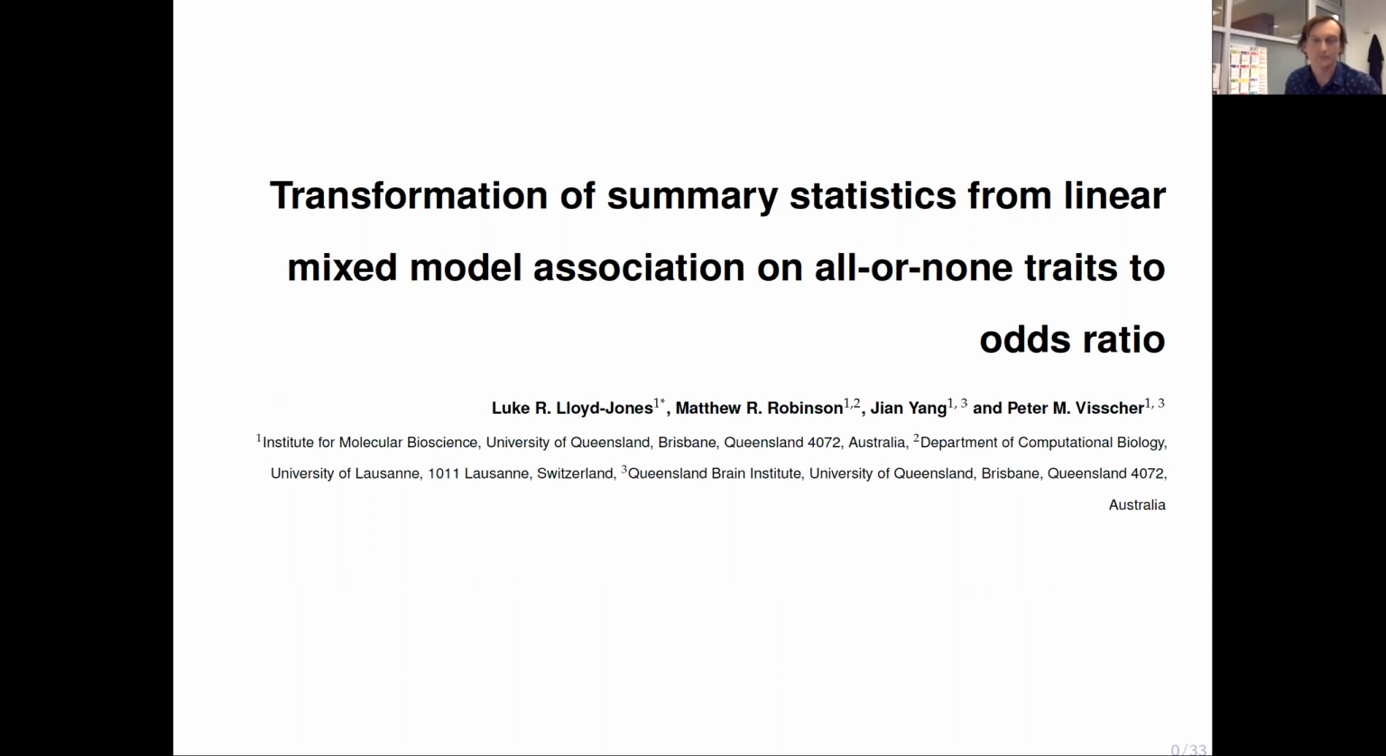Can everyone see the screen? Yes. The slide, the talk itself, can everyone see that? Yes. Okay, great.